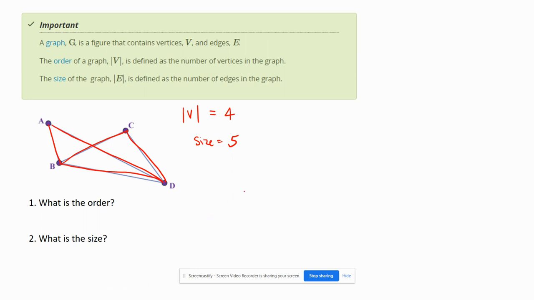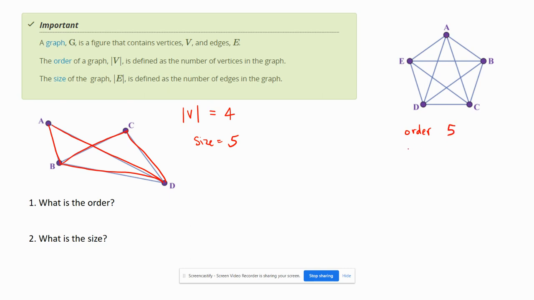So let's look at this one. The order, and you can just write order if you want, would be 1, 2, 3, 4, 5, because there's 5 vertices. So it's just getting used to, you know what vertices are probably, just getting used to the new notation.